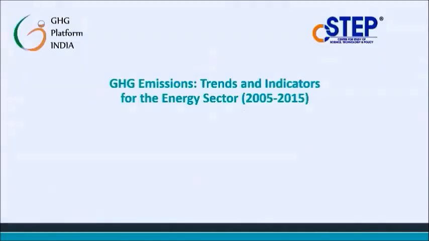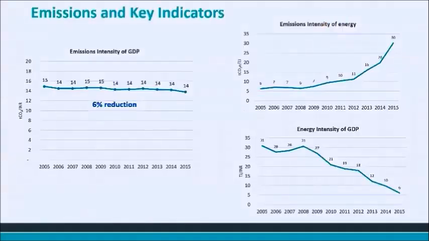Now that we've looked at key indicators for India's emissions at a broad level, let's look at them sector-wise, starting with the energy sector. The energy sector's emissions intensity of GDP has reduced by nearly 6% over the past decade. Our energy intensity of GDP has also gone down significantly, while our emissions intensity of energy has increased. So what we can see is that this increase in emissions intensity of energy has been compensated for by the reduction in energy intensity of GDP and has led to an overall reduction in emissions intensity of GDP.